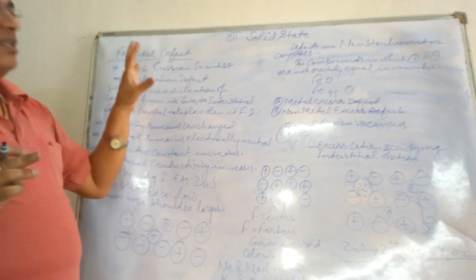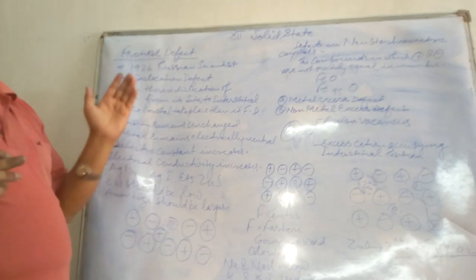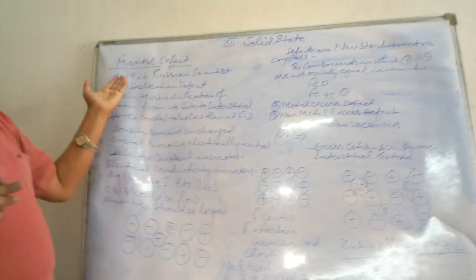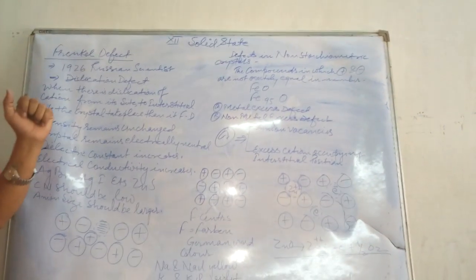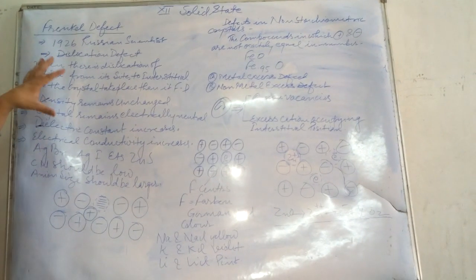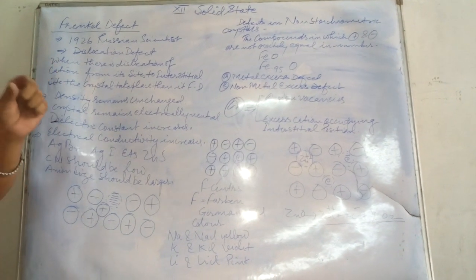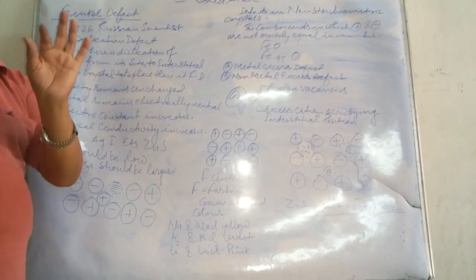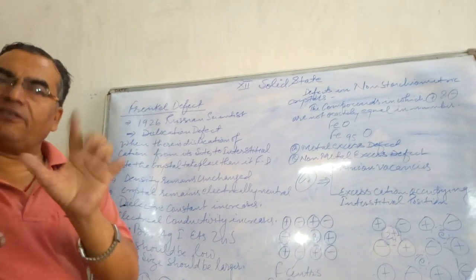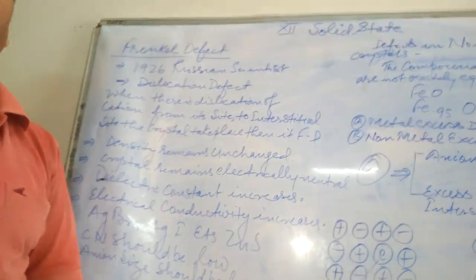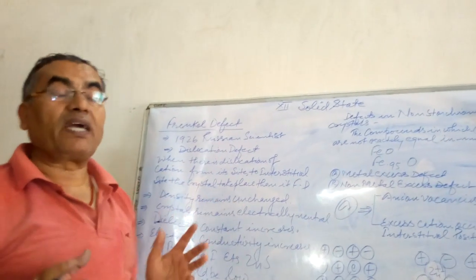Now today I want to discuss Frenkel defect. This Frenkel defect, children, is named after the Russian scientist Frenkel. He discovered it first in 1926. This is also a point defect, and specifically a stoichiometric point defect, meaning this Frenkel defect also occurs in ionic crystals in which the number of cations and anions is equal.